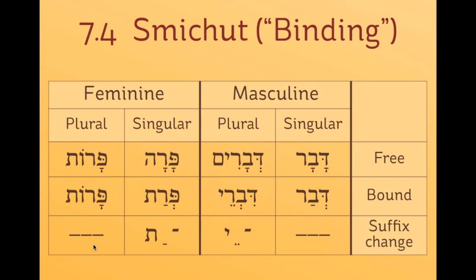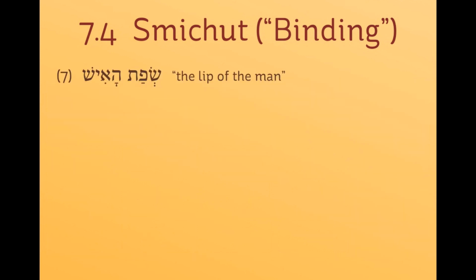Rule of thumb is if you see two nouns that stand side by side, assume they form a smichut. Now let's read some examples. Number 7, sefat ha'ish. So you notice that these are two nouns that stand side by side, sefat ha'ish.